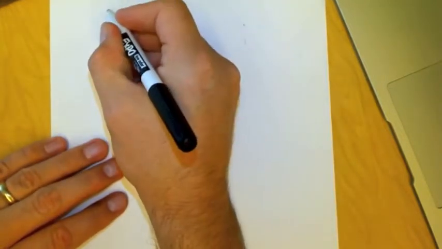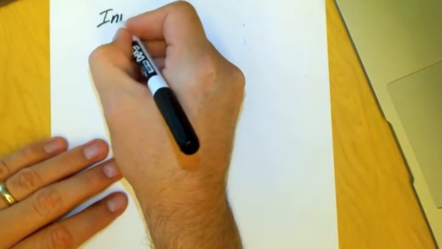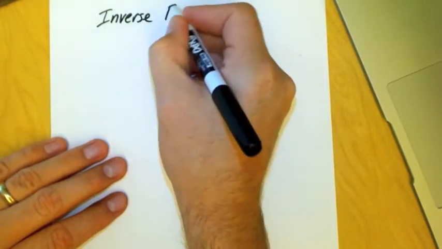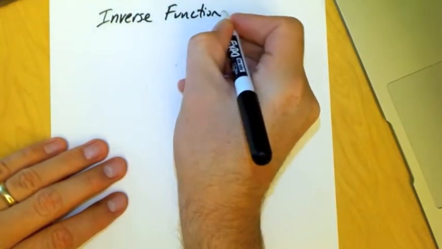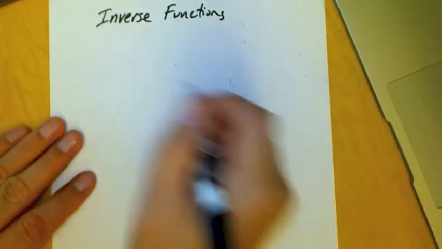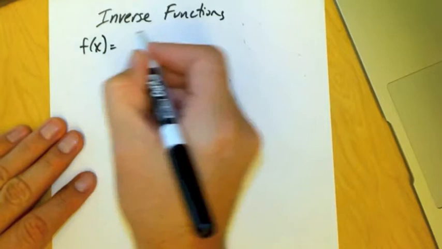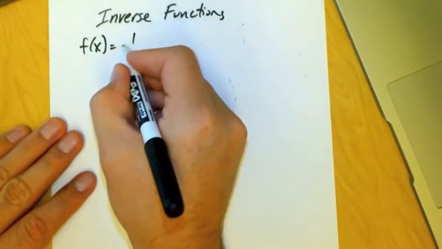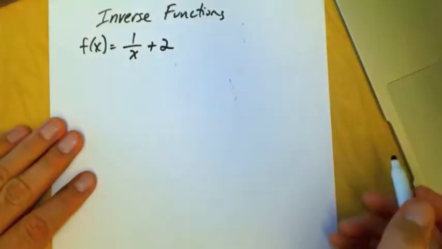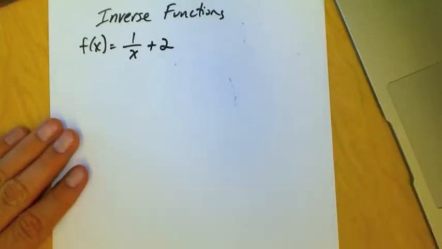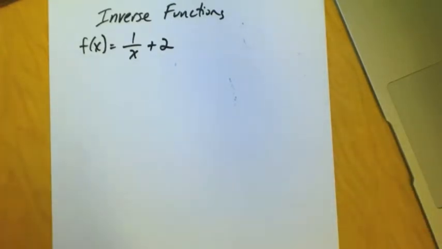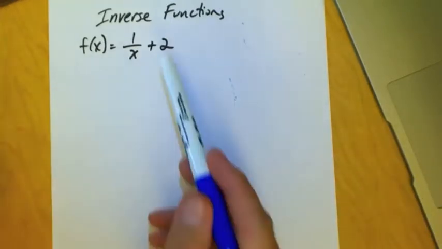All right, so let's take a look at this example of inverse functions. We're going to use this example here. Let's figure out what the inverse function of 1 over x plus 2 is. If you recall, this is the reciprocal function shifted up 2.